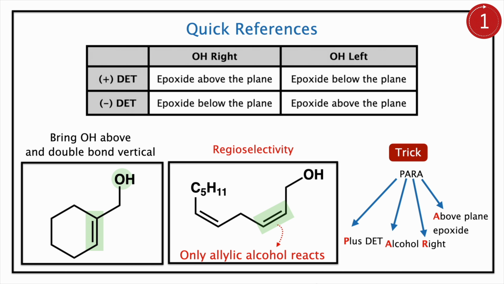For your quick reference, I have given a table which depends on the OH position and the reagent DET. We will see it shortly. The OH position here is critical, and epoxidation happens only in allylic alcohols. The trick to find the final product is "para", meaning plus DET, alcohol on the right side, epoxide above the plane. This information will help you solve the problem as well as for quick revision. Better you memorize this.